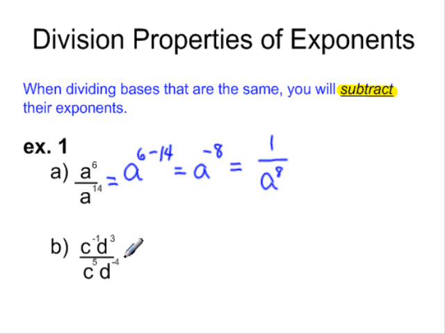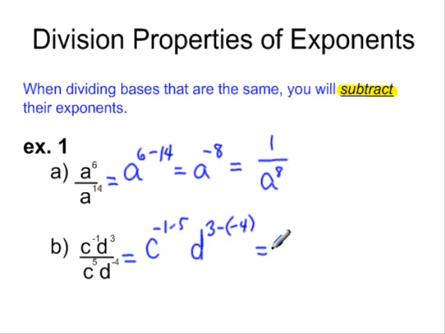For the B example, we have two common bases. So let's start with the C. We'll start with the top exponent. It's the negative 1. And we're going to subtract the 5 that's on the bottom from this. So we have c to the negative 1 minus 5. Our D will be 3 minus negative 4. So we always start with the top exponent and subtract the bottom one from it.